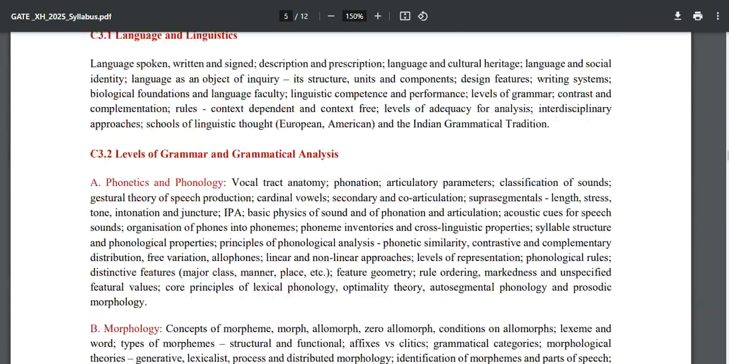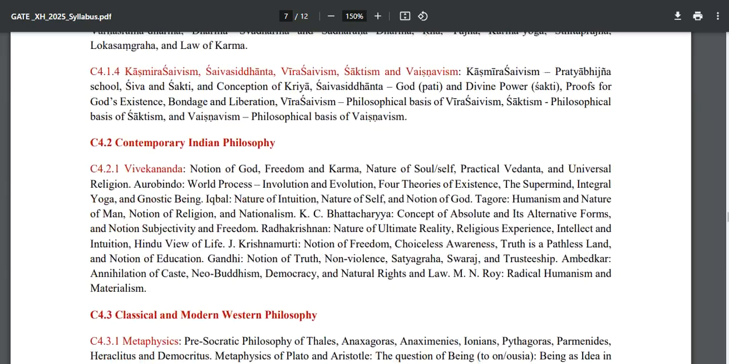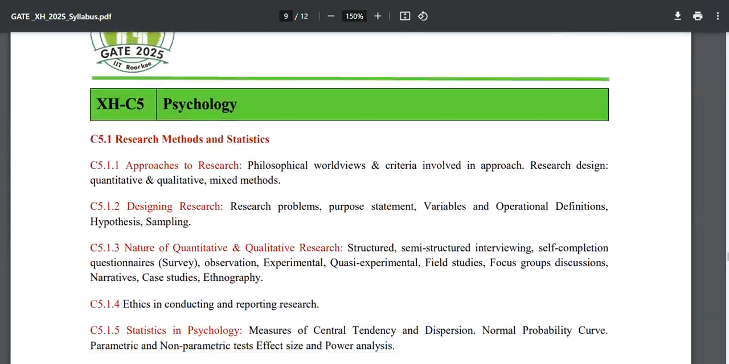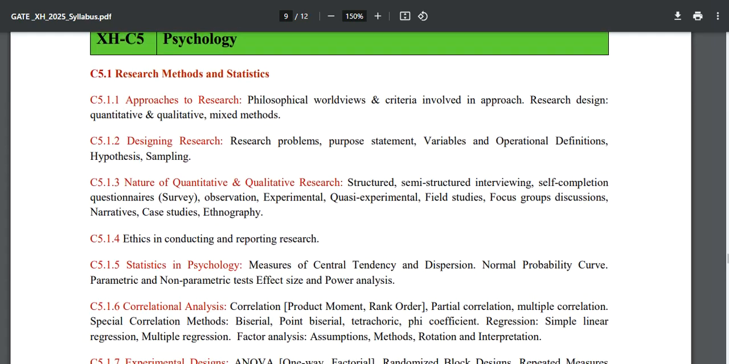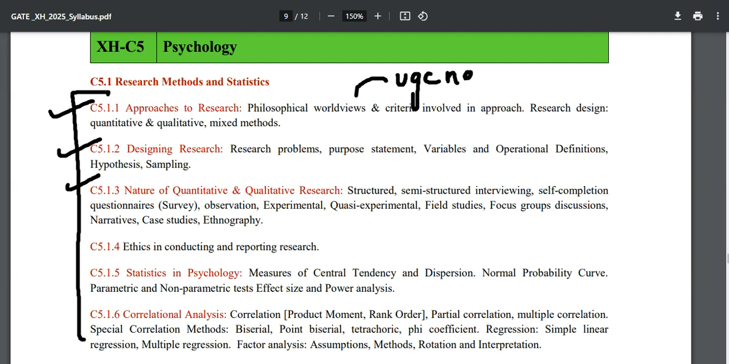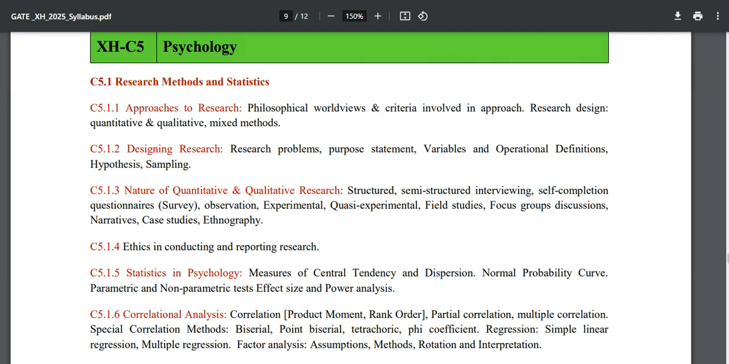You come down in the PDF and you will have philosophy C4, not to mention over here, and then we have the XH C5 psychology syllabus. So first of all, starting from research methods and statistics, approaches to research designing. This complete C5 portion is your syllabus of UGC NET unit number 2. So if you complete unit number 2 of UGC NET, all this is covered pretty easily.